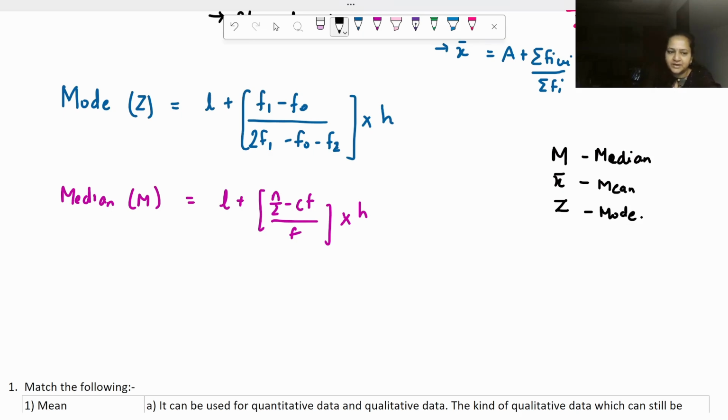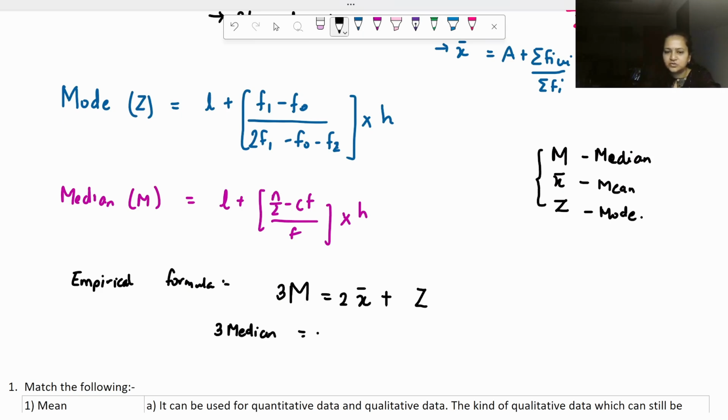So to remember the empirical formula, it's very easy. You arrange the three notations in alphabetical order. So we are going to get M, then X, and then Z: Median, mean, and mode. And then we write 3 is equal to 2 plus 1. So we get the relation 3 times median is equal to 2 times mean plus mode.